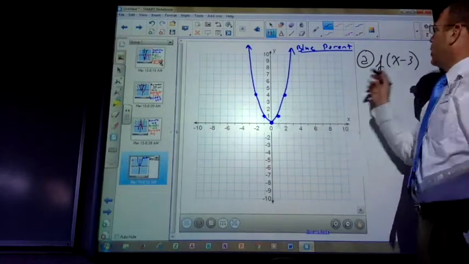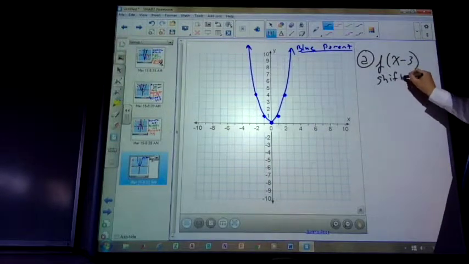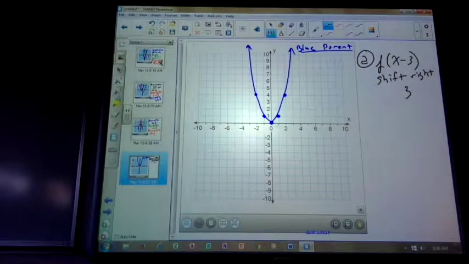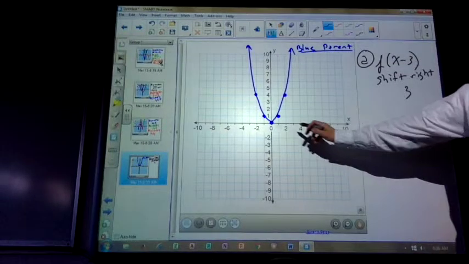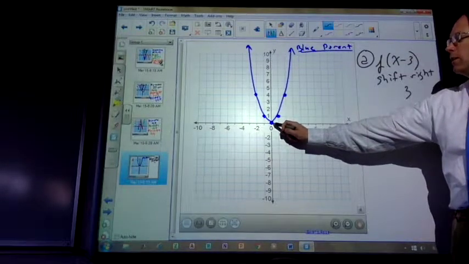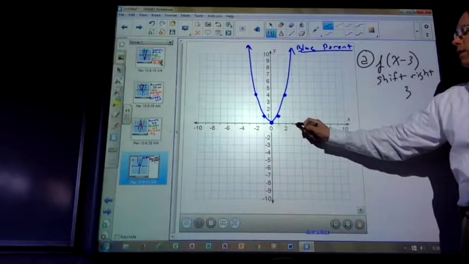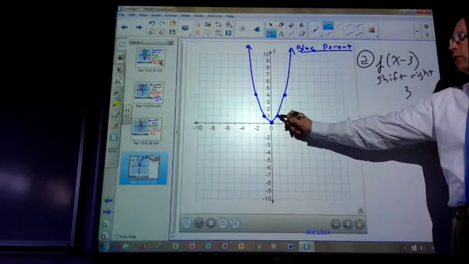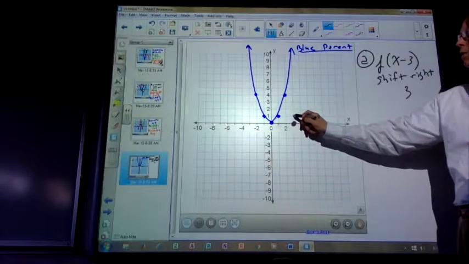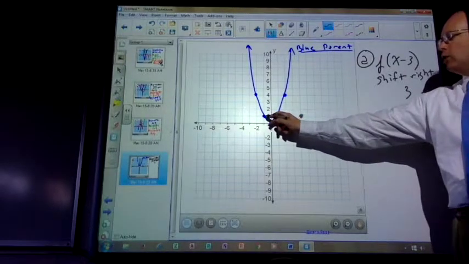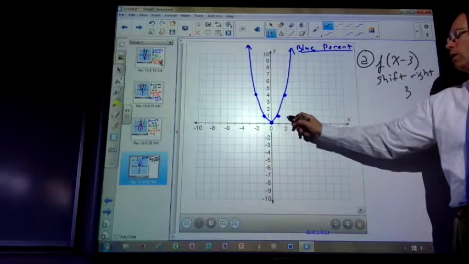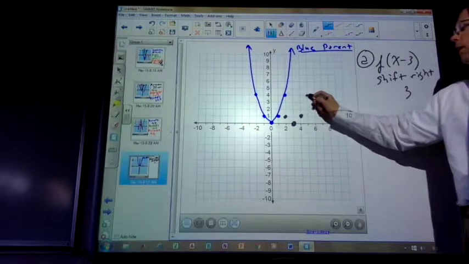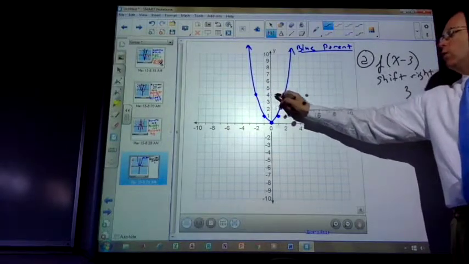I'm going to shift right 3. Are there like 5 points up there that I know? So where does this point shift to? 0. See how I shifted right? 1, 2, 3. This one's also going to shift right 3. 1, 2, 3. Still with me? This one also shifts right 3. 1, 2, 3. This one also shifts right 3. 1, 2, 3.